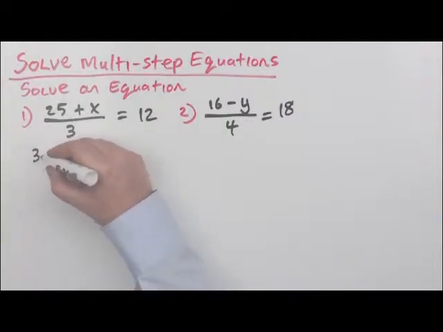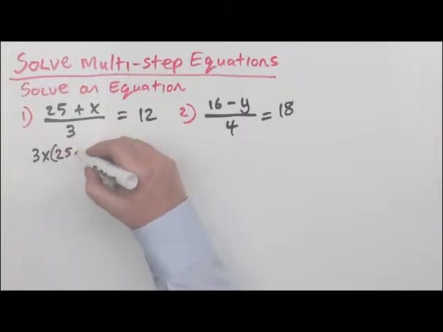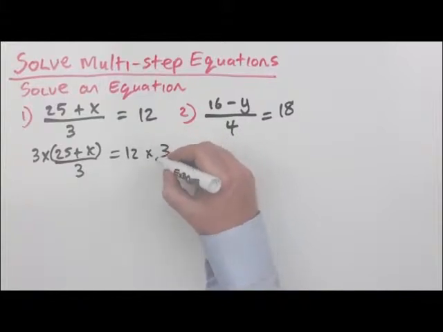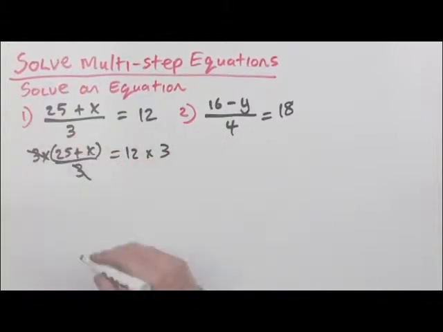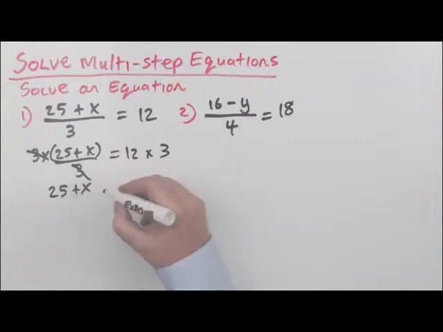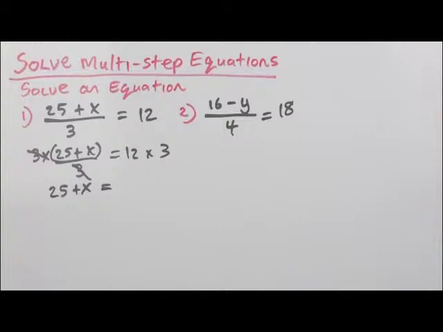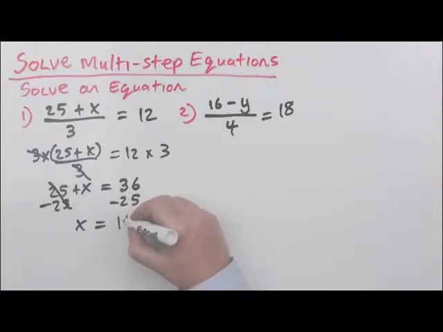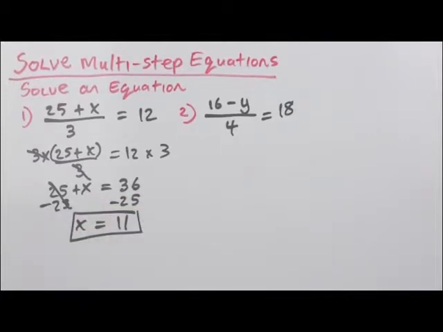Okay, first I've got to clear out this denominator. So I'm going to multiply everything by 3. That looks like 3s, but really I'm multiplying because that clears out the denominator. 25 plus x is equal to 3 times 12 is, of course, 36. Now I'm going to subtract the 25 from both sides here. That leaves me with 36 minus 25 is 11. x is equal to 11.